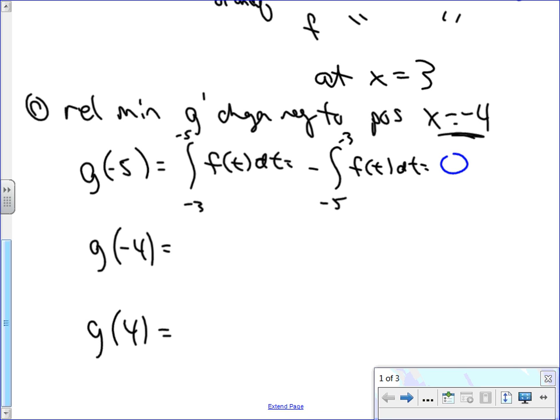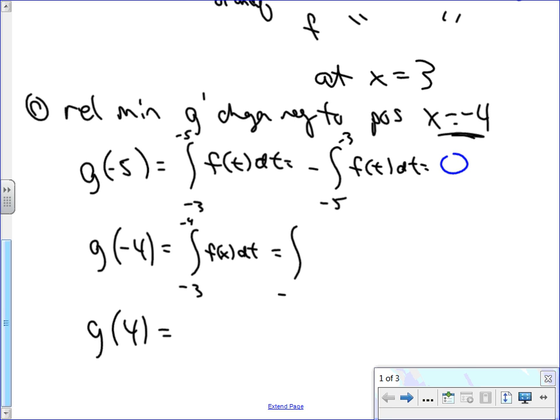And then I need to find G of -4. Now, technically, G of -4 is, don't write this down, just watch, the integral from -3 to -4 of F of t dt. Well, that's all right, not too bad. We could also start with that 0 thing. I'll do that in a minute.